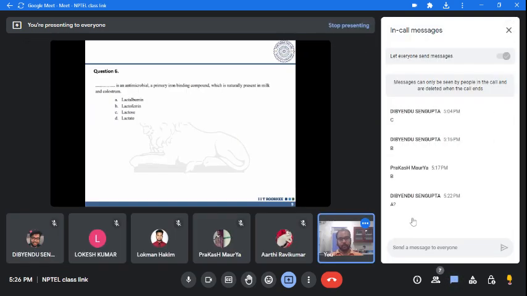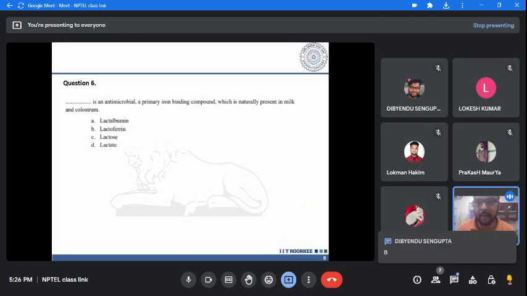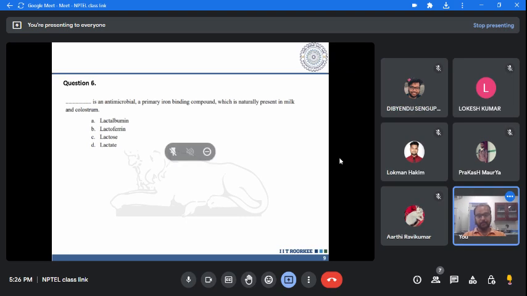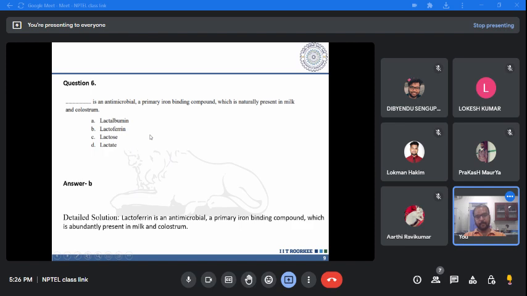Which of the given is an antimicrobial iron-binding compound which is naturally present in milk? Answer B, Divyandu. Okay, good. And anyone? The options are lactobimine, lactoferrin, lactose, and lactate. So your answer will be one of those options. The answer is lactoferrin. Lactoferrin is an antimicrobial, primary iron-binding compound which is abundantly present in milk and colostrum. So lactoferrin is the answer for this question.